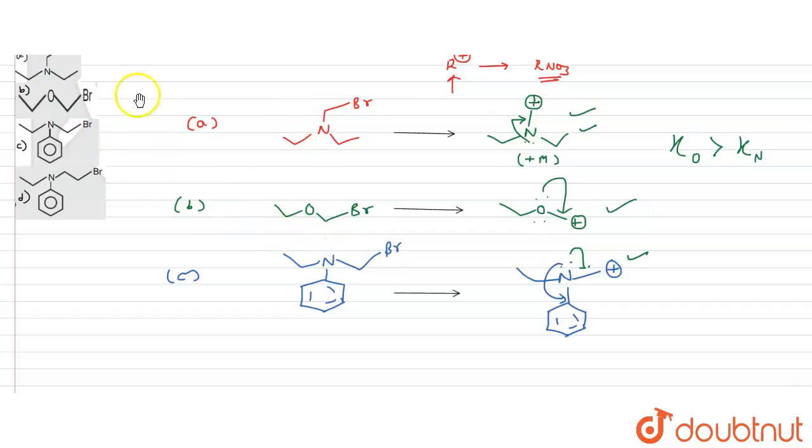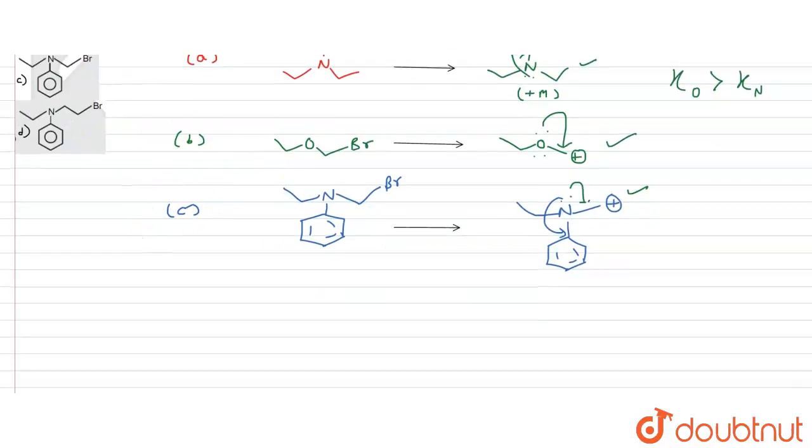And if we talk about option D, you can see here in option D we have a benzene ring over here, and this is our nitrogen, but here this is our bromine, and this is our ethyl group.